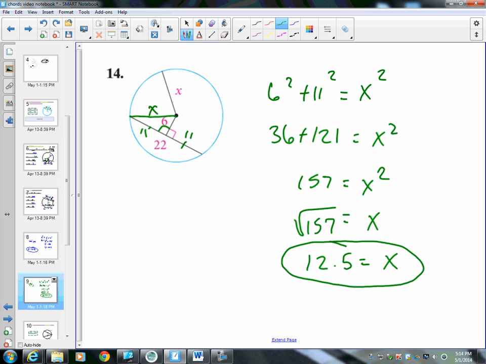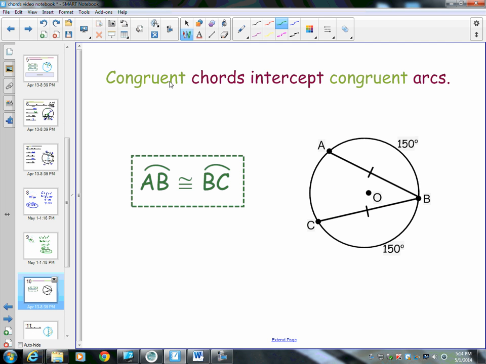Okay, we have one more property that deals with chords. In this case it says congruent chords intercept congruent arcs. Now what does this mean? If we have a chord AB and a chord CB, if they are congruent to each other, their intercepting arcs, for AB it would be the arc AB.